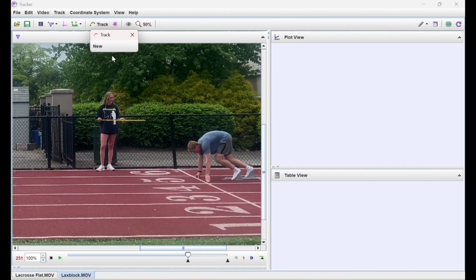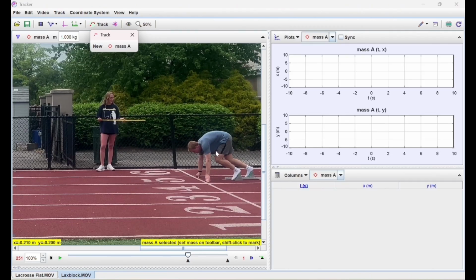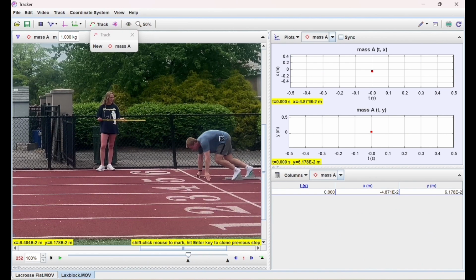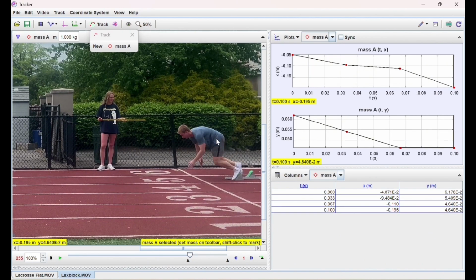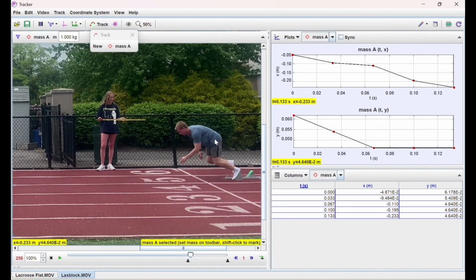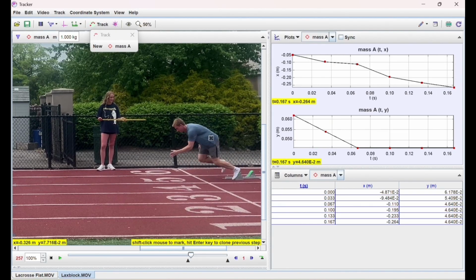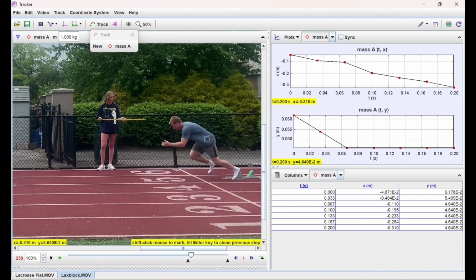I'm going to track him as a point mass as we did in the lab. You can see that I sped up the video until it was to the frame right before he was about to start running. This just ensures that the time starts at 0, but the X values are accurate.